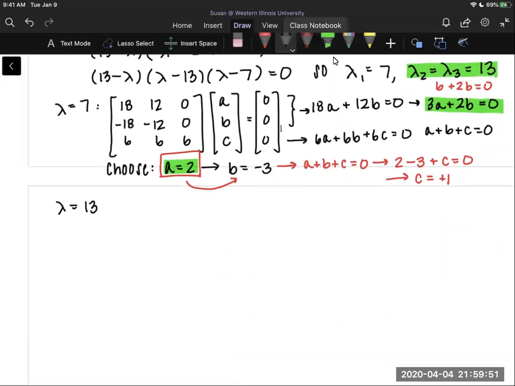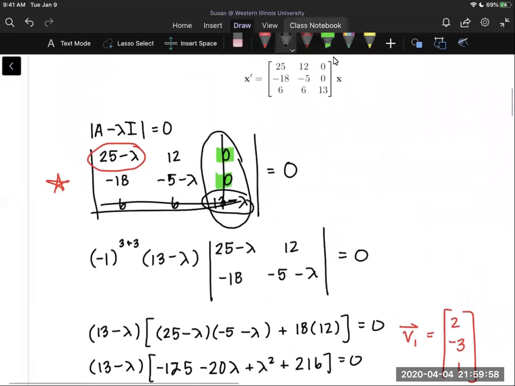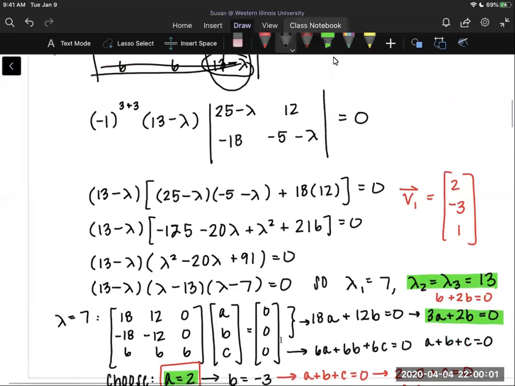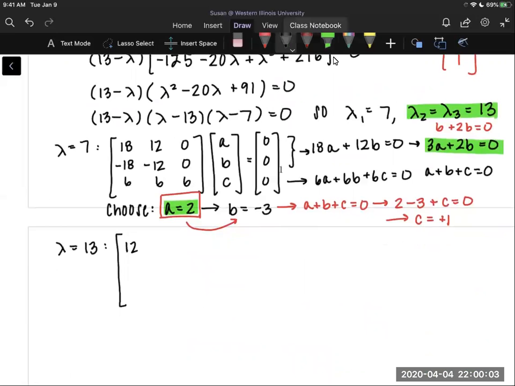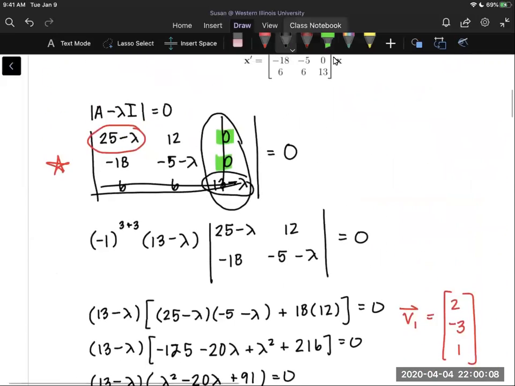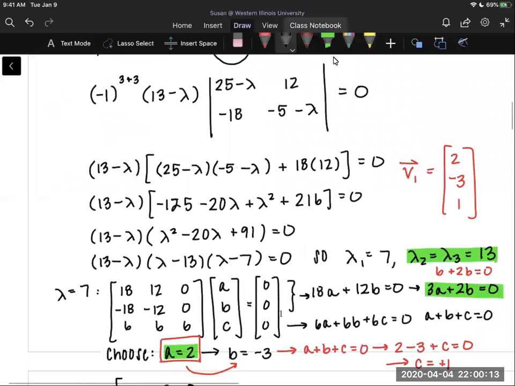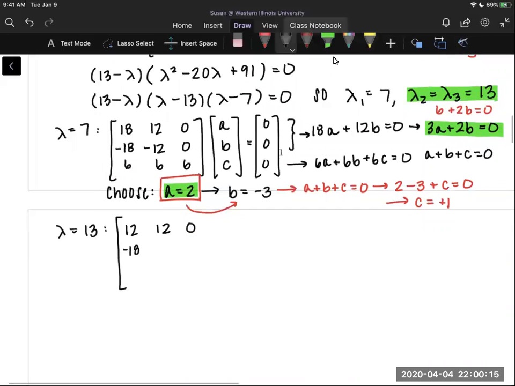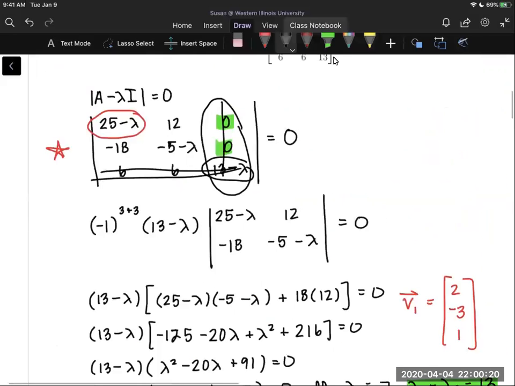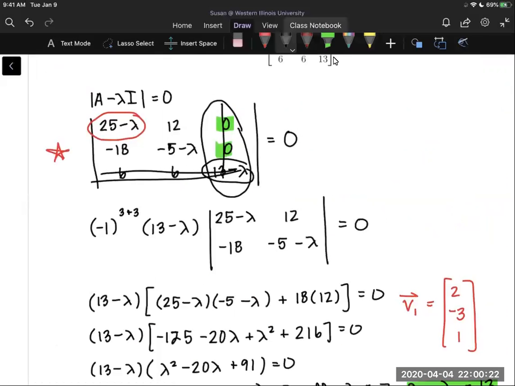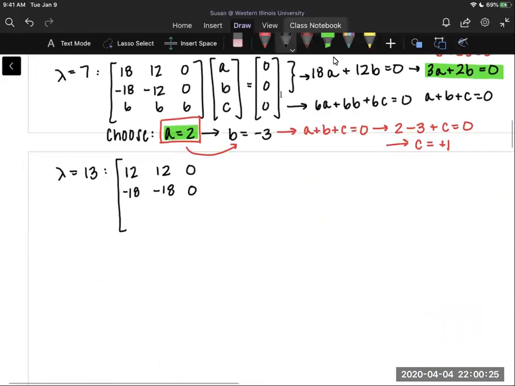So now let's take a look at lambda equals 13. If I plug it in up above, 25 minus 13 is 12. So I have 12, 12, 0 across the top. I have -18, and then -5 minus 13 is -18. So now I have -18, -18, 0. And then along the bottom, I have 6, 6, and 13 minus 13 is 0.